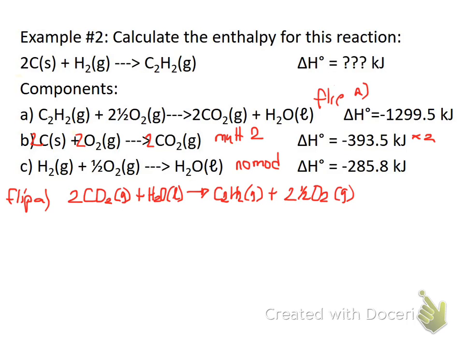What happens to my delta H at this point? The sign changes now to positive, 1299.5. And I'm going to just cross off the original A so I don't get confused. Bam.